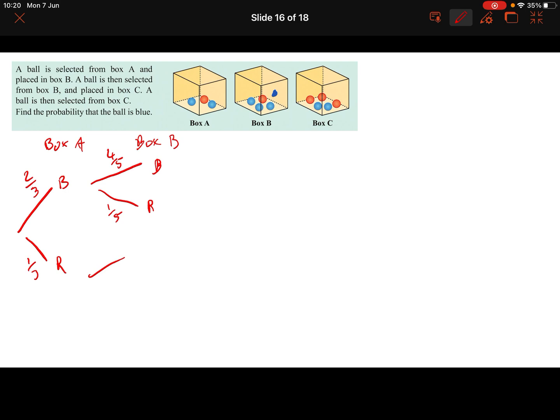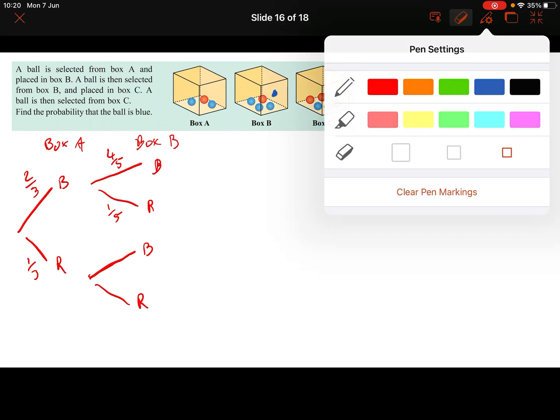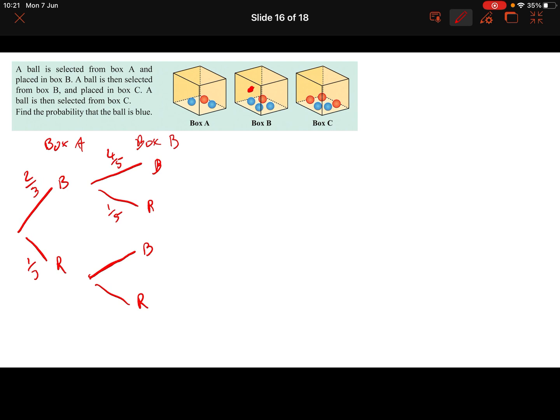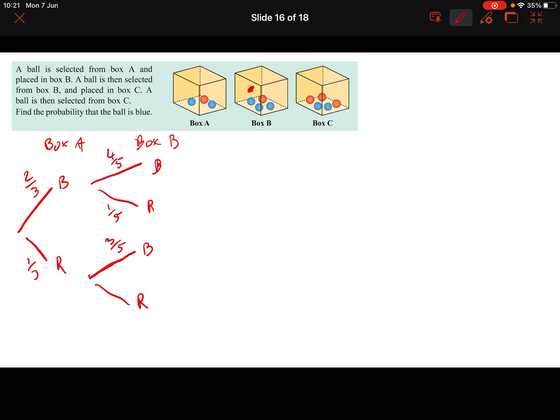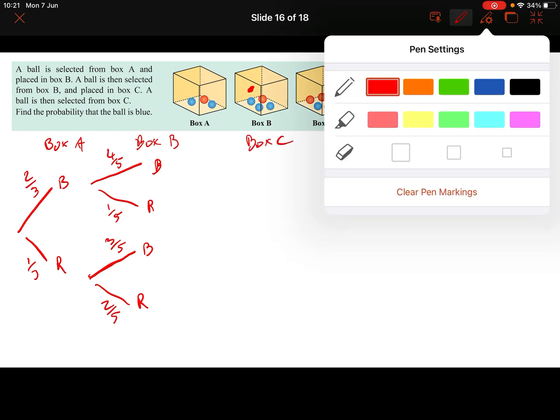But if I took a red out of box A, I could still take a blue or a red from box B, but the probabilities have changed now because I didn't put a blue in, I put a red in. So that changes the probabilities. This is definitely the dependent variety. So it will be 3/5 for blue and 2/5 for red. Now we go to box C.